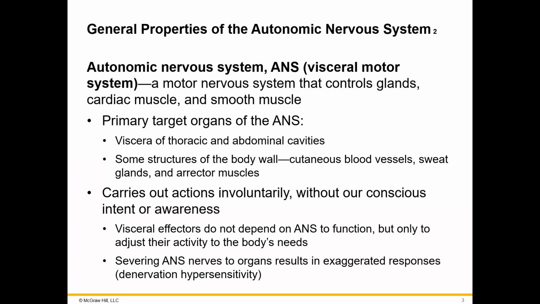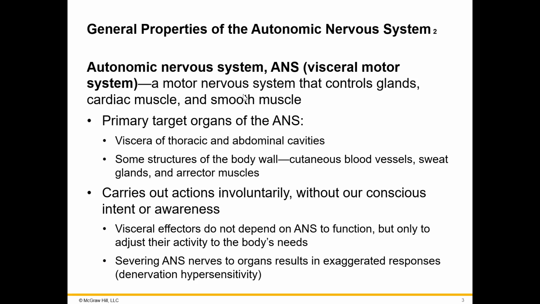The autonomic nervous system, the ANS, is, you see what it says? Visceral motor. You see, we said that. Visceral motor, a motor nervous system that controls the glands, the cardiac muscle, and the smooth muscle of the blood vessels.